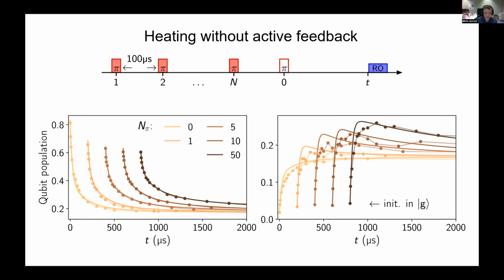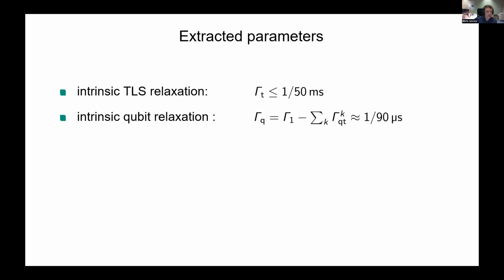Okay, so what can we learn now from the model? So first of all, we can only fit this data if these TLSs are extremely long-lived, longer than 50 milliseconds. Second, these TLSs provide the main relaxation mechanism. So in the absence of these TLSs, we would have a lifetime of 90 microseconds instead of 20 microseconds.